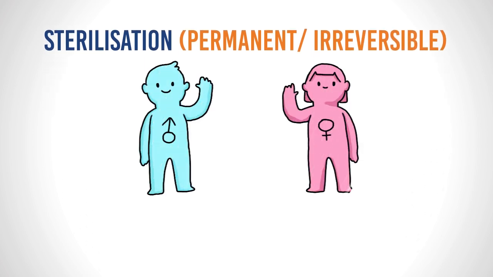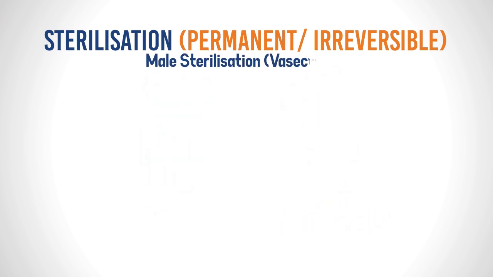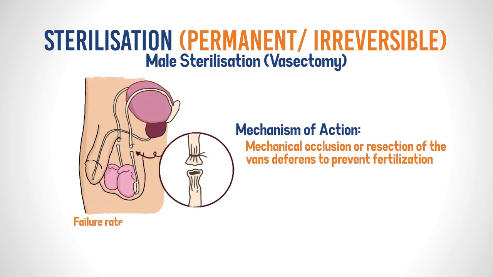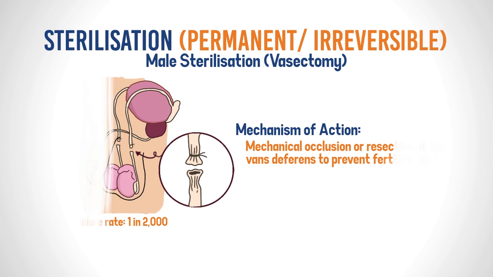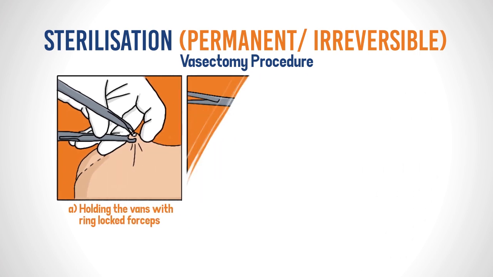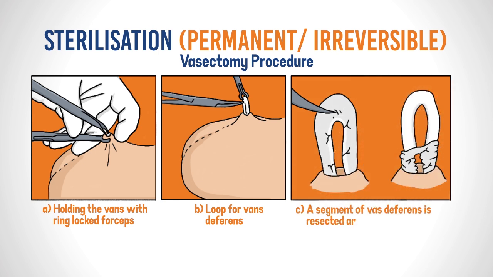Sterilization is the permanent surgical method of contraception that includes male vasectomy and female fallopian tube occlusion or partial salpingectomy. Vasectomy works by occlusion or division of the vas deferens to prevent the release of mature spermatozoa into the semen. It is a highly effective contraception method, and the operative technique is simple with a short learning curve and low complication rate.